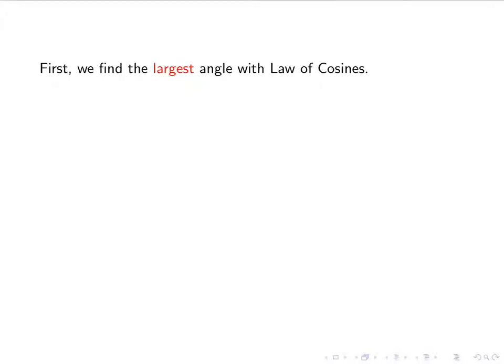Okay, so with case 4, the first thing we're going to do is solve for the largest angle with the law of cosines. And again, I want the largest angle because later when I do the law of sines, I want to use the smaller angles. So we're always going to look for the largest angle first, and we're going to use the law of cosines. So the largest angle is angle A, so I'm going to use the law of cosines that involves cosine of A. So that's A squared equals B squared plus C squared minus 2BC times cosine of A.